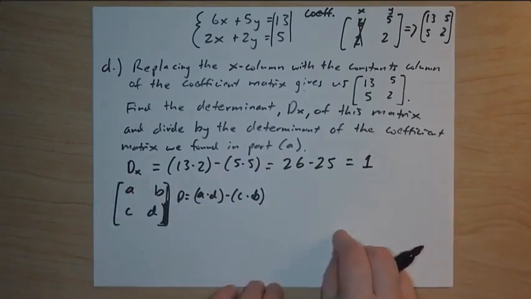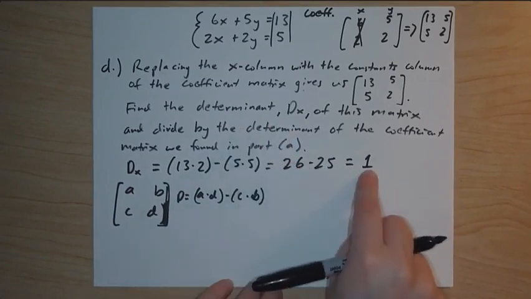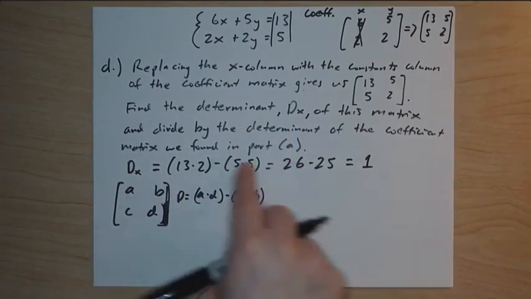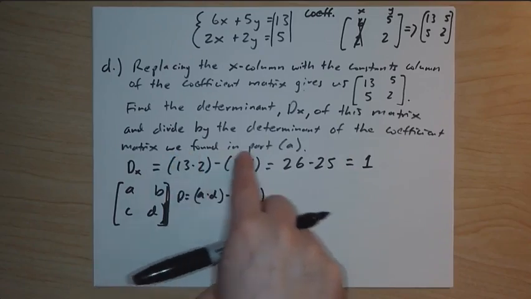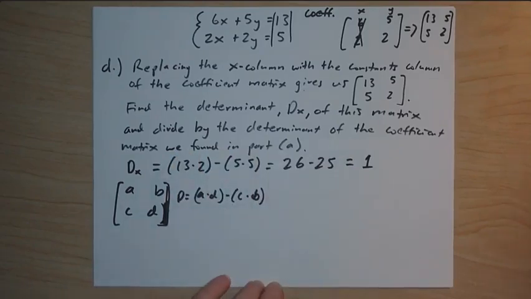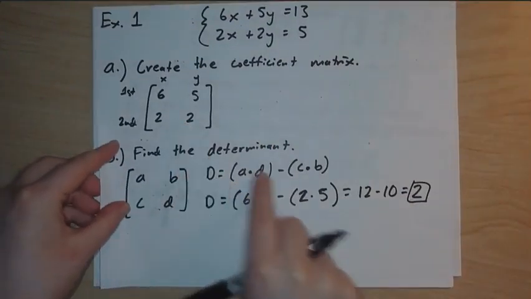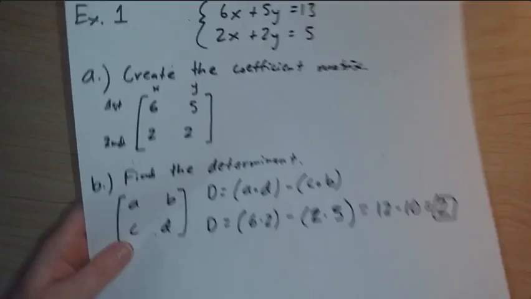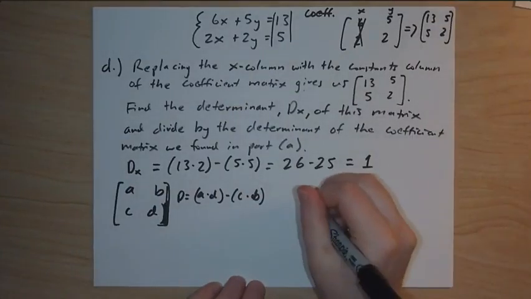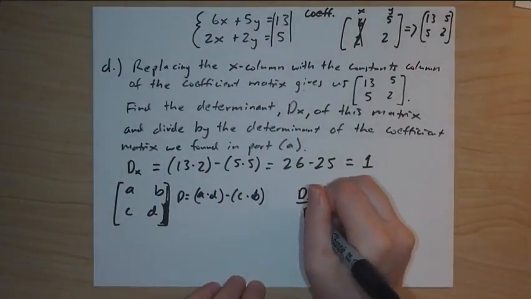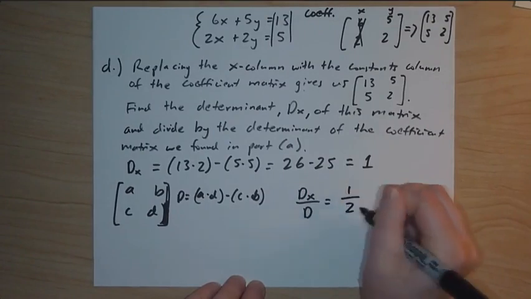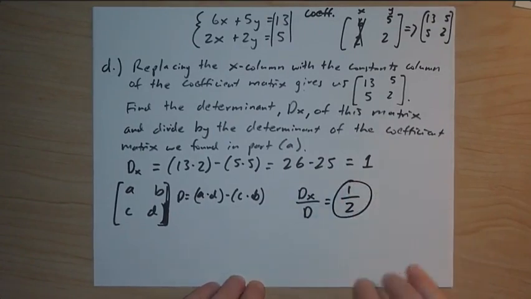Now we're not finished yet. It asks to divide this determinant, this 1, this dx, by the determinant of the coefficient matrix we found in Part A. So in Part A, we found that the determinant of our coefficient matrix was 2. So if we have dx divided by d, this is 1 over 2, or 1/2. So that's Part D. Moving on to Part E.